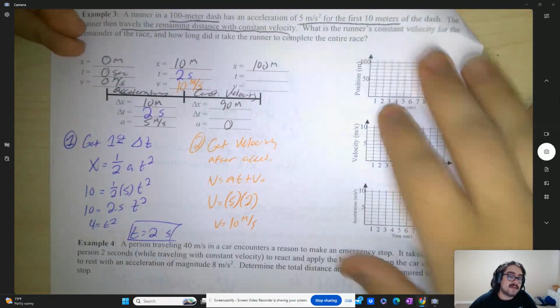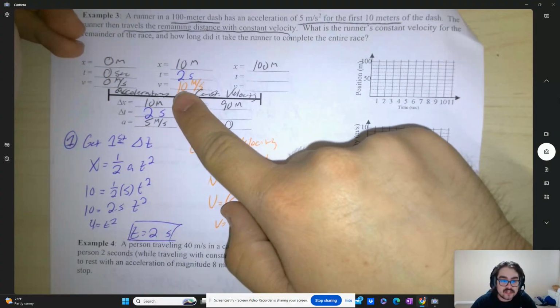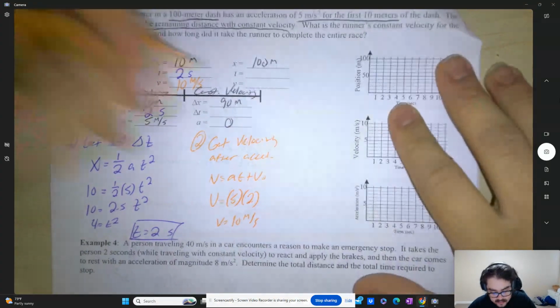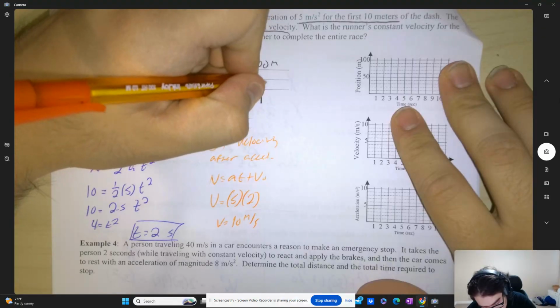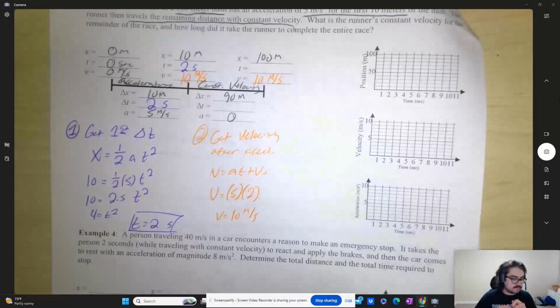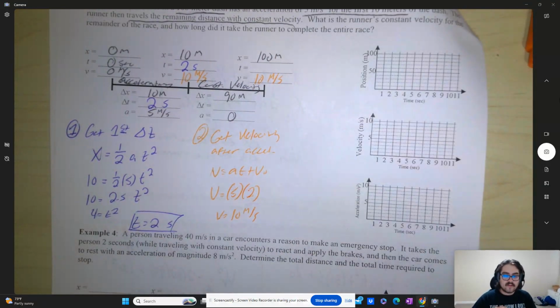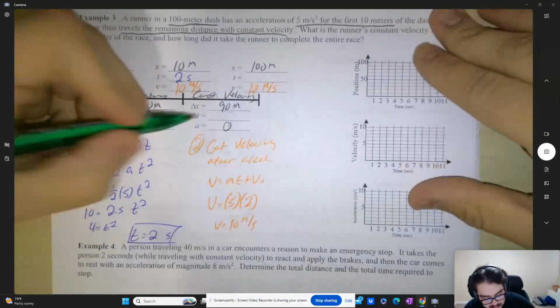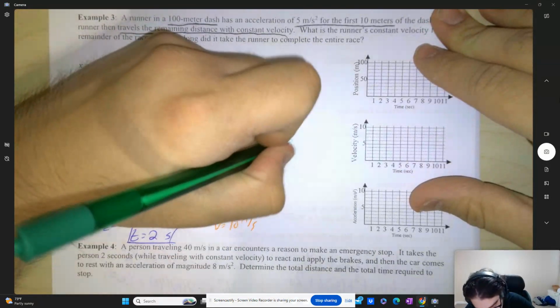Great. Now, because he doesn't have any acceleration, he should still be going 10 meters per second at the end, right? 10 meters per second. The final step is going to be to find the second delta time. That's the last thing that we're missing.